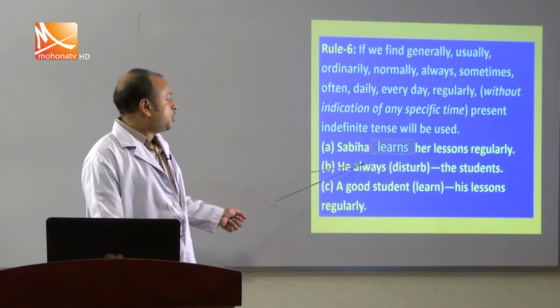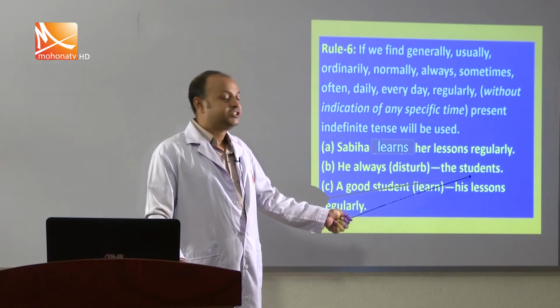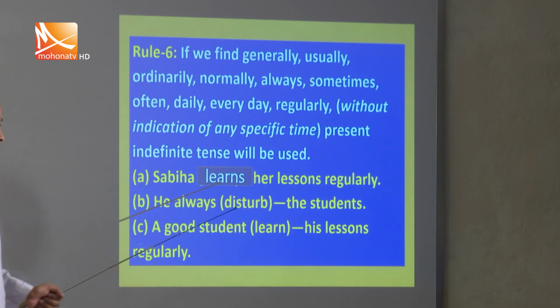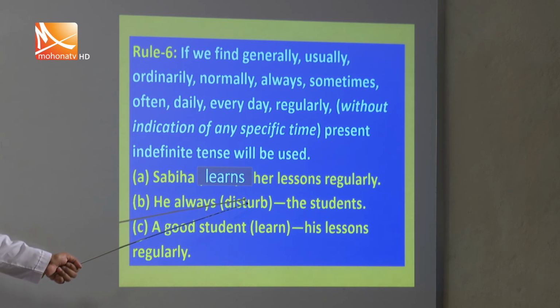Next sentence, he always disturbs the students. So, always indicates present indefinite tense, and he is third person singular number. So, s or es should be added with the main verb. So, from disturb to disturbs we used here.